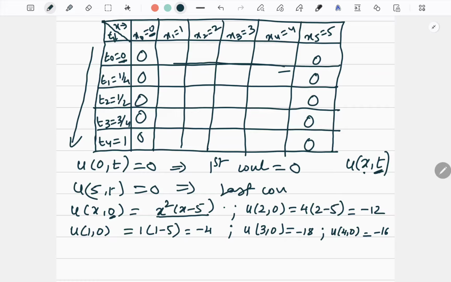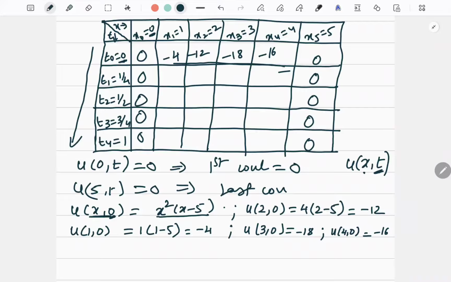Right? So let me substitute the values. So what are the values now? Minus 4, minus 12, minus 18 and minus 16. Correct? And remember it is like this, not the position. It's not i j, it is x and t, the value of x and t.